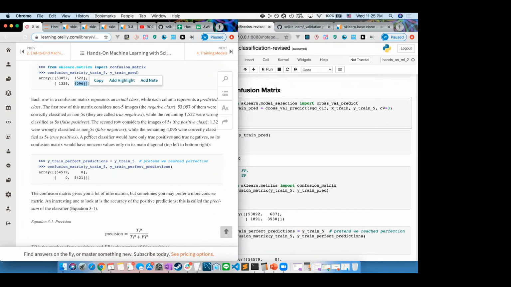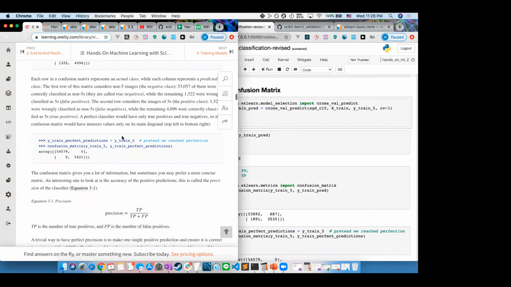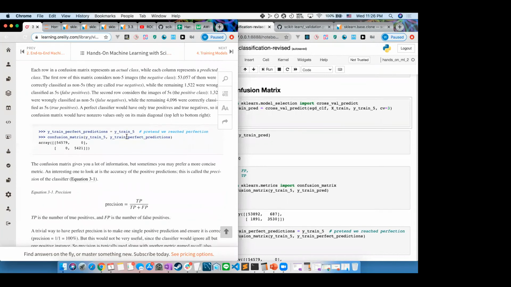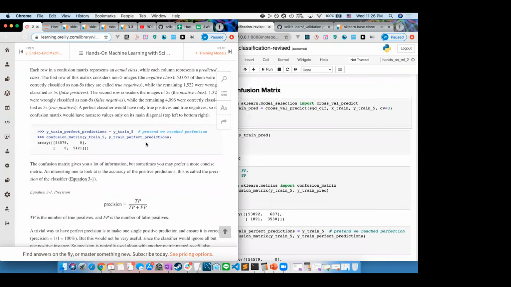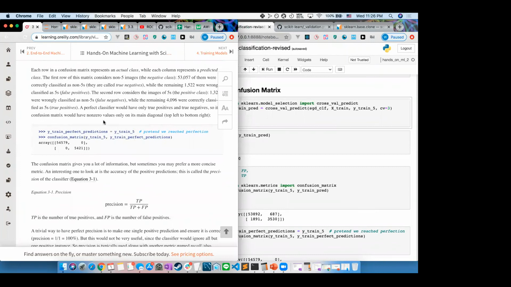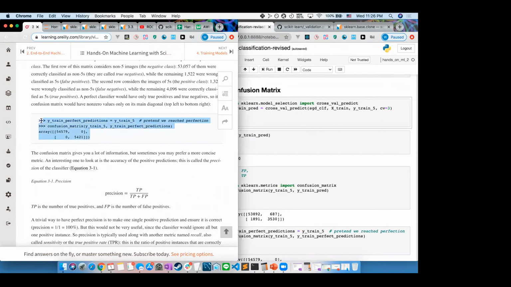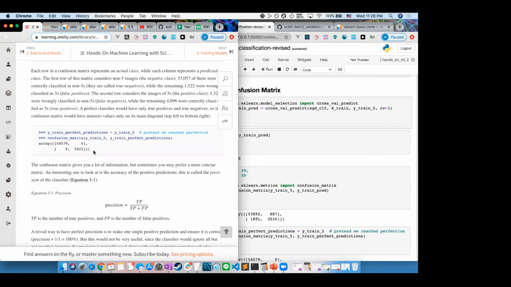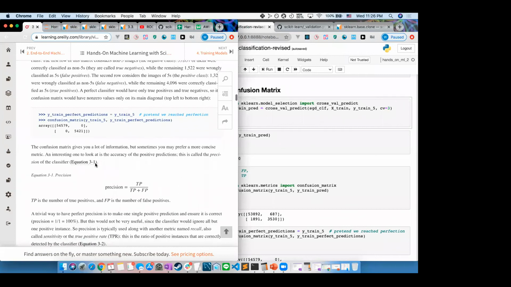And that's true positive. A perfect classifier would have only true positives and true negatives, so the confusion matrix would have non-zero values only on its main diagonal. It would basically look like this when you just use the predictions equal to all the labels, and you would have everything correctly classified.